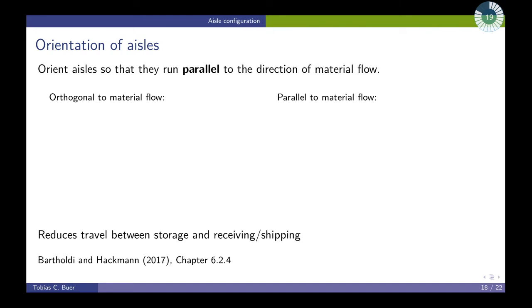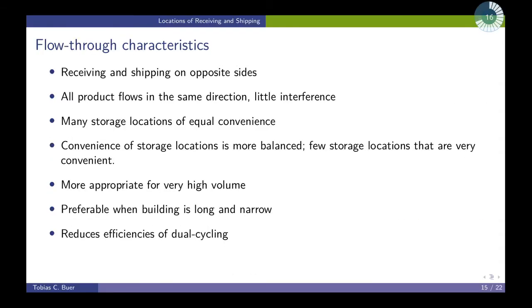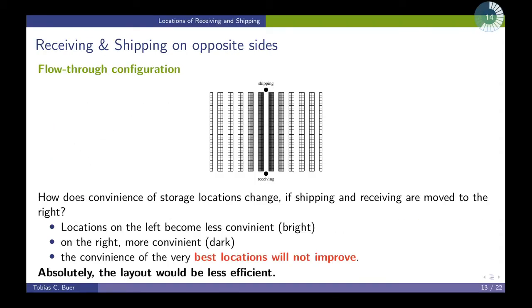Talking about labor cost in a warehouse, we also should look at the aisle configuration, the alignment of our aisles in the warehouse. We can think of two basic orientations of our aisles, one that runs parallel in the direction of the material flow. This is exactly what is happening here, where the aisles are parallel to the material flow. And of course, this is a very good layout decision.